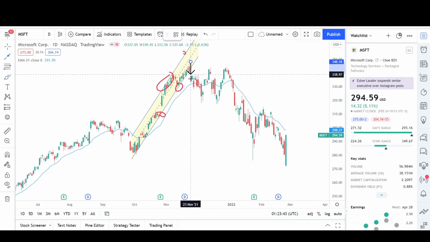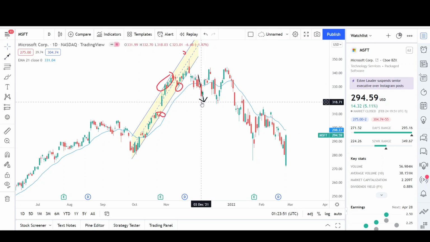You can see that was a perfect two legs. It was the first leg down. We had a little correction in between. This was the second leg down, and right when we got that measured move, we found some support and bounced, and then from there we were just consolidating inside of a range pattern.